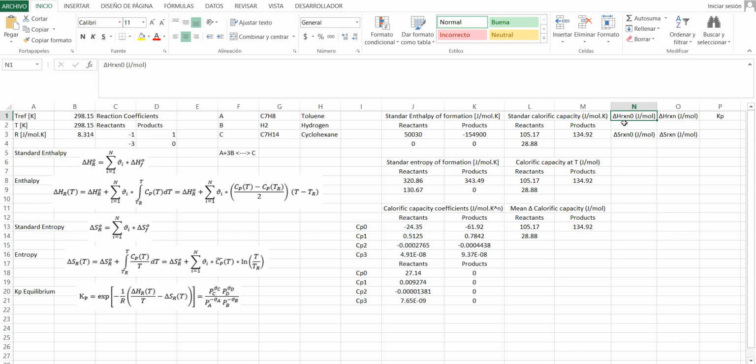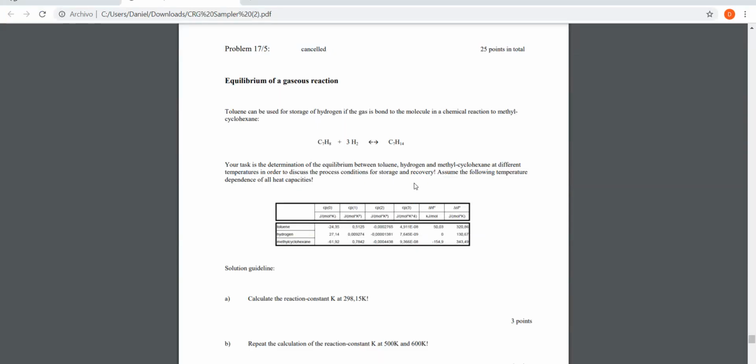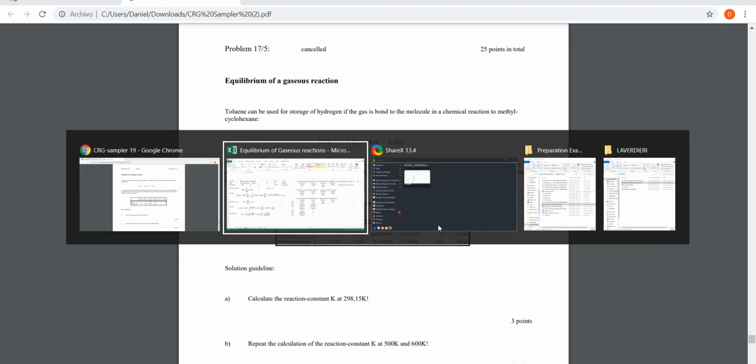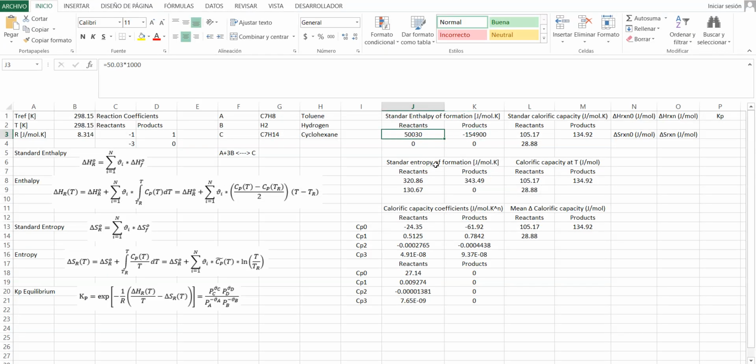And for that, to calculate the standard enthalpy of reaction, we need the standard enthalpy of formation, which is here. I already copied it from the problem. It was given in this column. Be careful about the units. This would be for toluene, this one would be for cyclohexane, and this one would be for hydrogen. Let's remember that the standard enthalpy of formation of pure elements is 0. That's why for hydrogen it is 0.